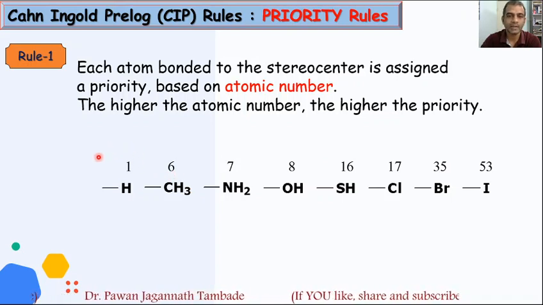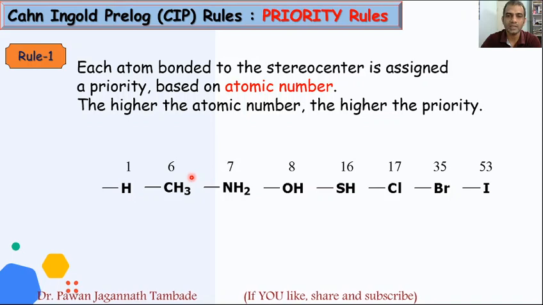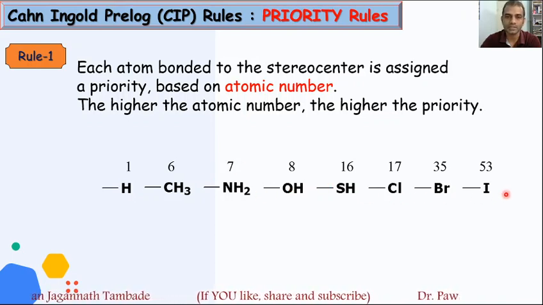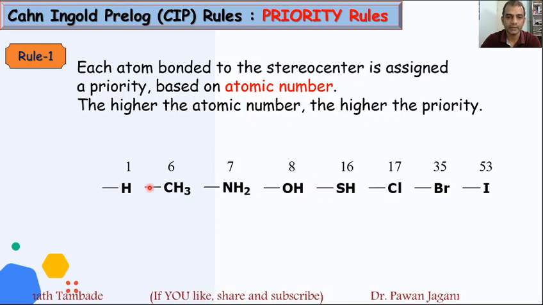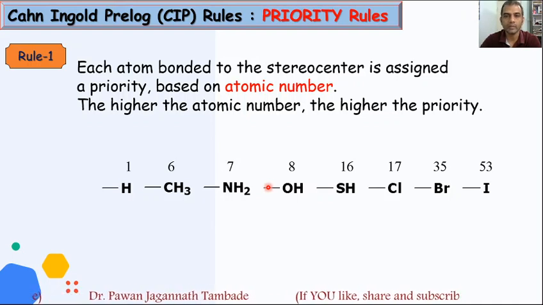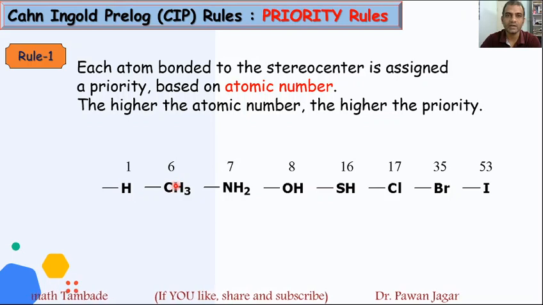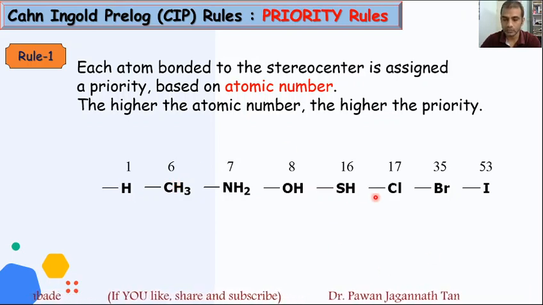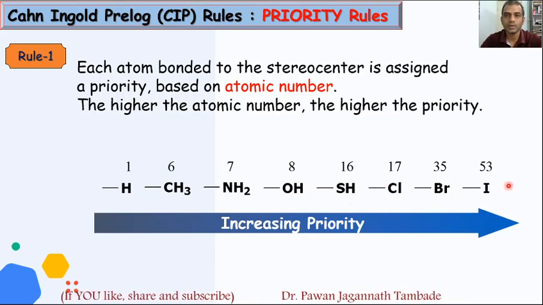For example, at the chiral center hydrogen is attached, or CH3, NH2, OH, or these groups are attached. Then the direct point of attachment is either hydrogen, carbon, nitrogen, oxygen, sulfur, or any of the halogens. Then priority to these atoms or groups is given on the basis of atomic number. If atomic number is higher, then priority will be higher. So suppose hydrogen and CH3 are attached, then CH3 will get priority because carbon has the higher atomic number, and so on. So priority increases in this particular way.